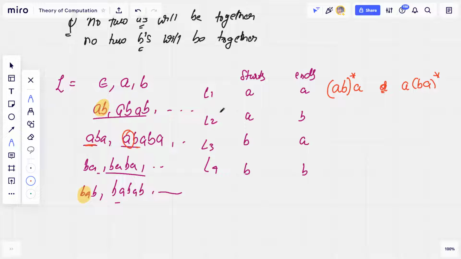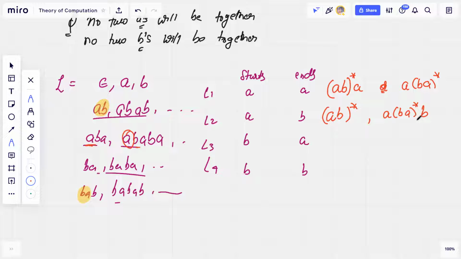Now let's see the language which contains strings starting with A and ending with B. What are those strings? These are A, B, A, B. So it will be (AB)*, right? Any number of ABs. Can I write it in a different way? You might say it's like this: A followed by (BA)*, A followed by (BA)*, and then B.